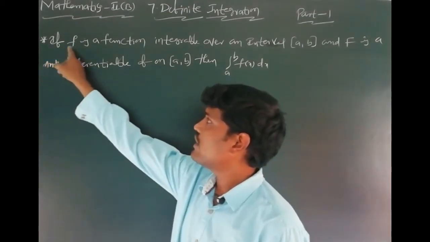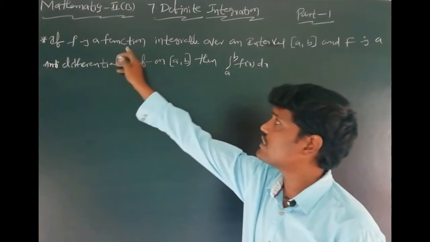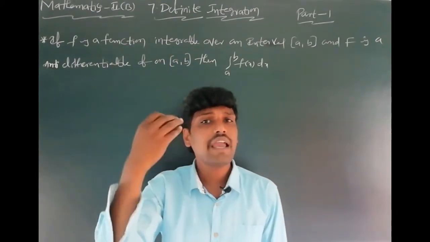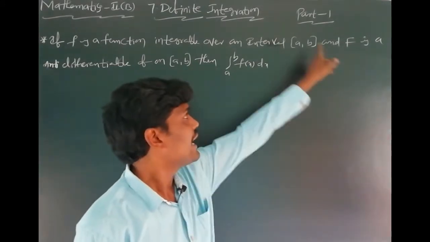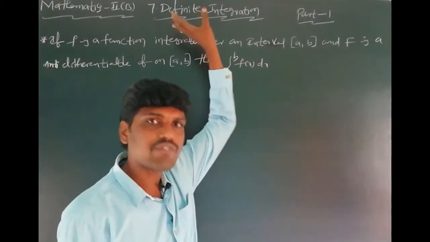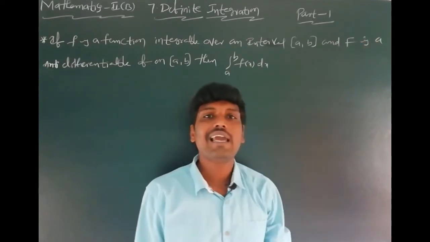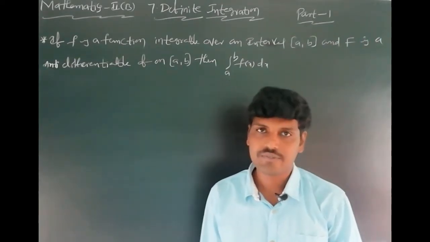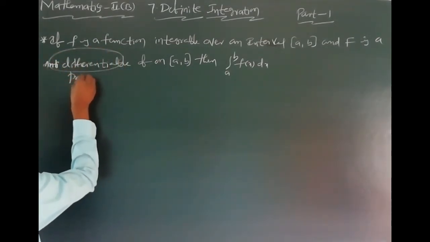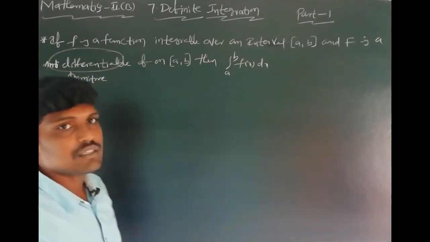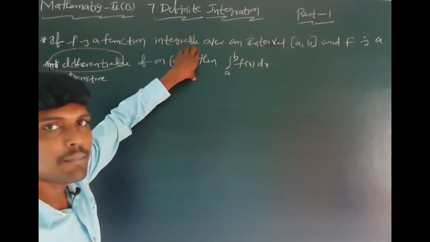The definition is this. Here f is a function, an integrable function. F is integrable on the closed interval a comma b, and capital F is an antiderivative of f. Antiderivative is nothing but primitive. Capital F is an antiderivative of f on the interval a comma b.